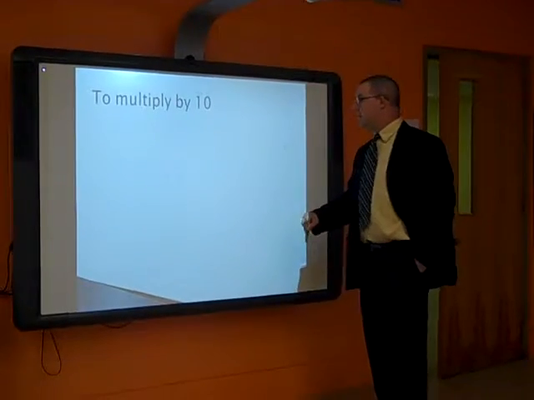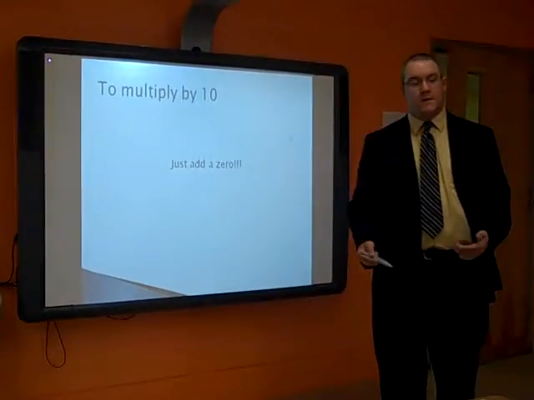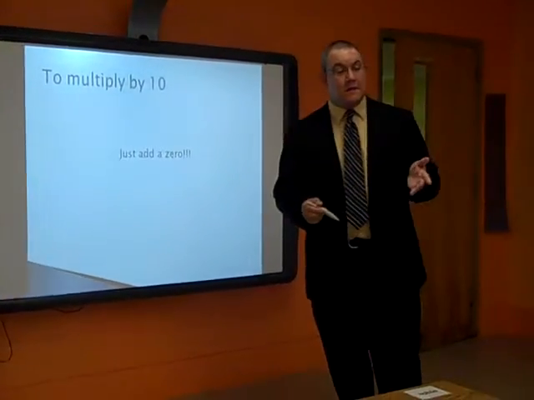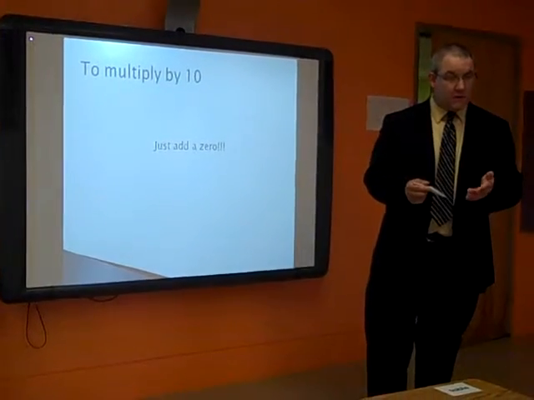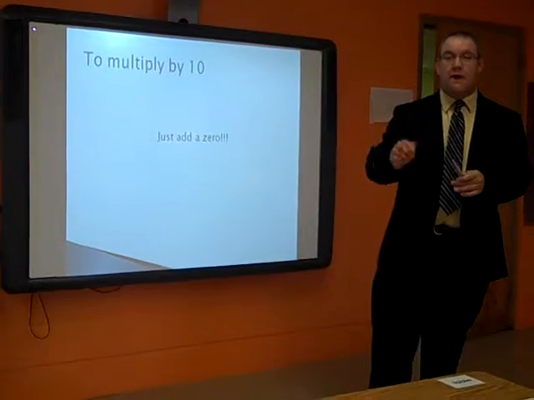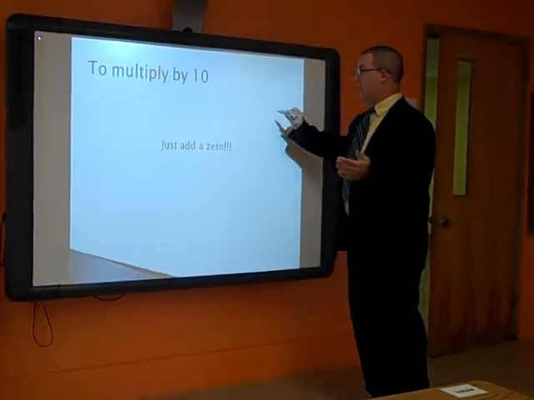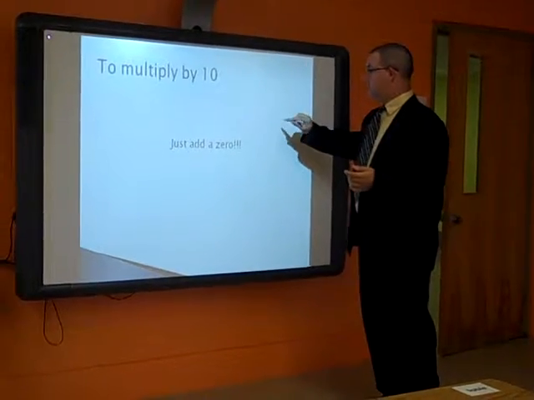To multiply by 10, very simply, just add a 0. You shouldn't be thinking in your head. If I ask you 10 times 7, you should be able to just tell me: you write the number down and add a 0. So what is that? 70. Exactly, perfect. Good job.